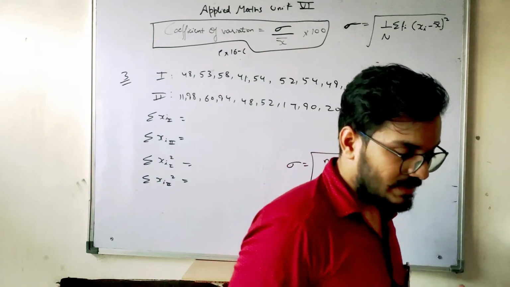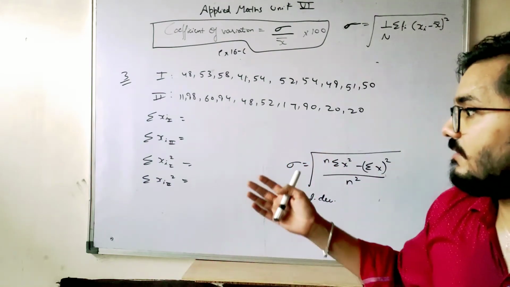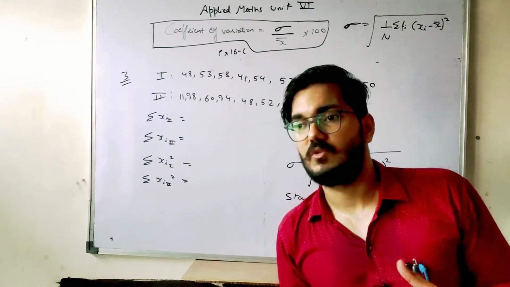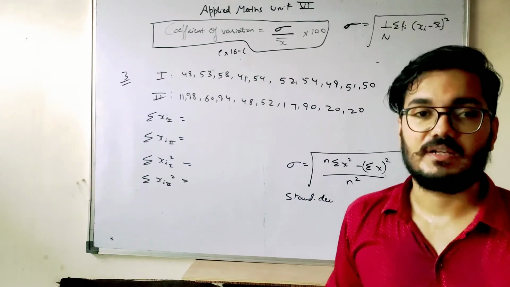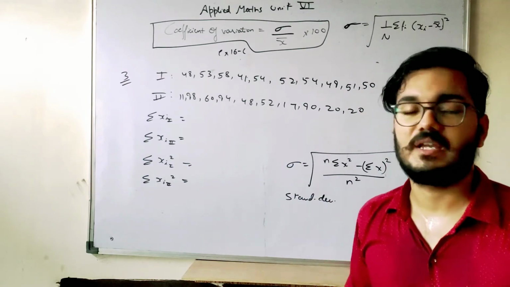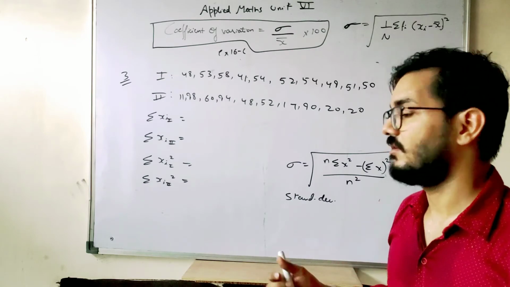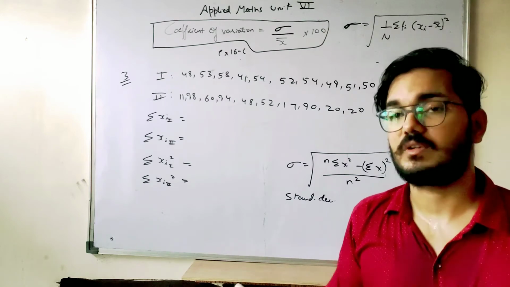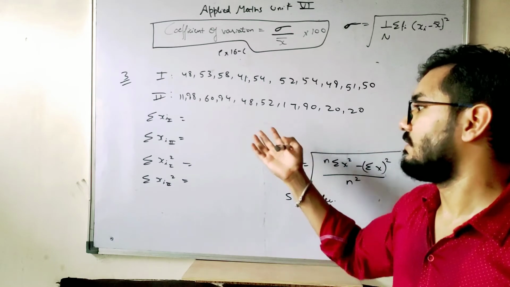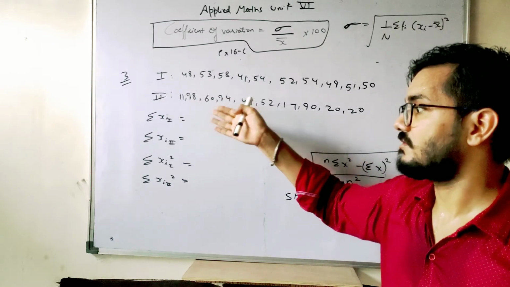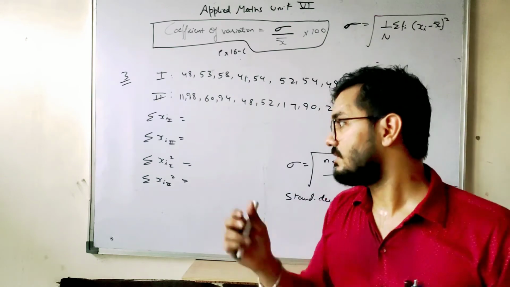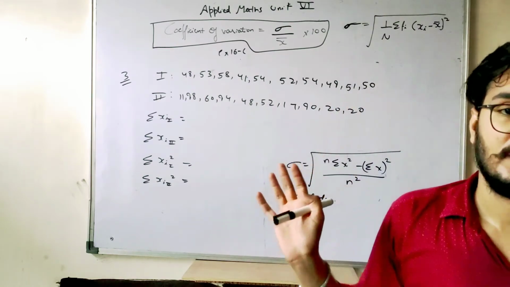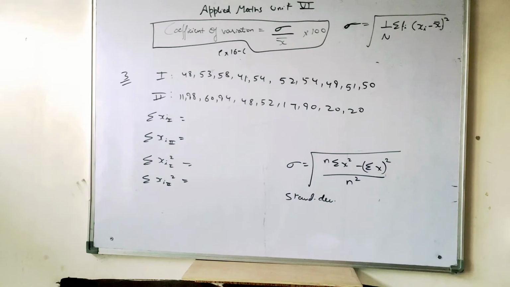In this, the question is asking which of the following is more consistent. More consistent means the one which has the smaller coefficient of variation will be more consistent. So the one which has the smaller coefficient of variation will be more consistent. So this will be our solution. Just do it. Same is question number 4.